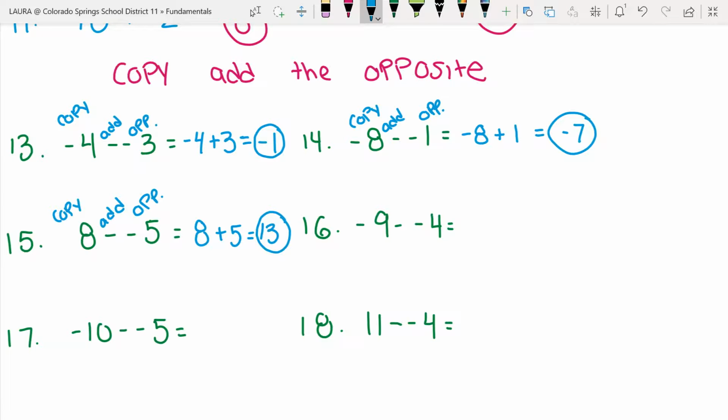All right, so on 16, 17, and 18, these are the ones that you need to try. I am going to just kind of write the abbreviation of what you need to do for each number. So I'm just going to rewrite copy, add the opposite for each problem, and hopefully that will help you out. But please, at this time, pause the video, try them out, and then check your answers by unpausing.